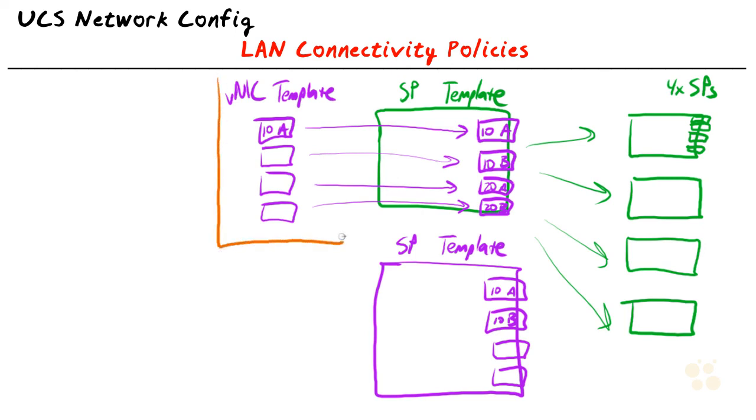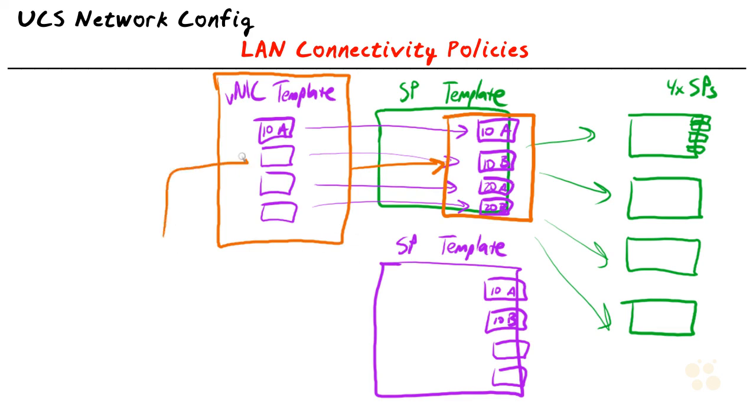A LAN connectivity policy is a container, so to speak, of multiple VNICs and VNIC templates that we can then turn around and apply to the service profile templates. So rather than create this twice between the 2 service profile templates, I really only create it once. I put the 4 VNIC templates into the LAN connectivity policy, and then I apply the LAN connectivity policy down to the individual service profile templates.